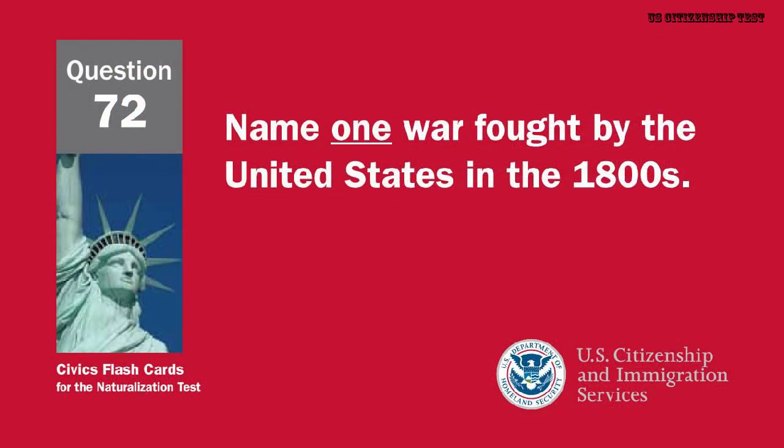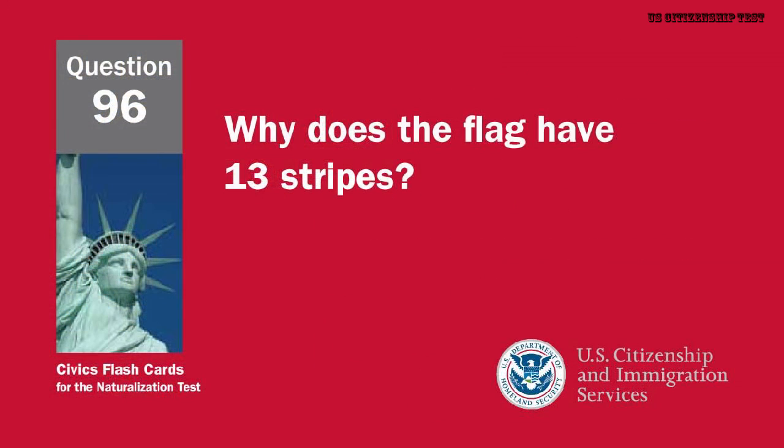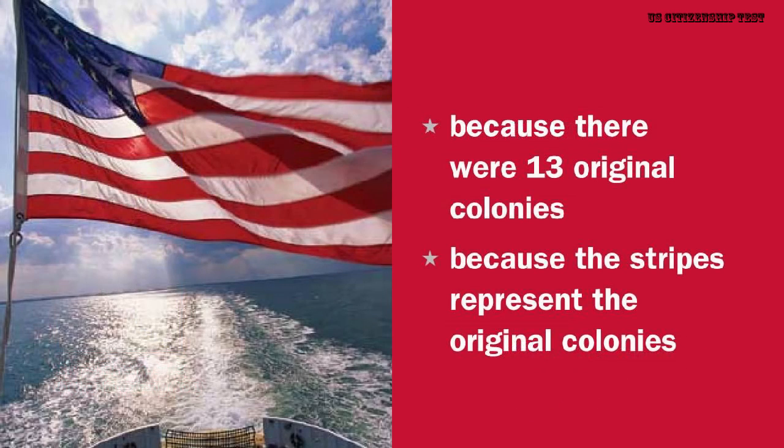Name one war fought by the United States in the 1800s. War of 1812. Mexican-American War. Civil War. Spanish-American War. Why does the flag have 13 stripes? Because there were 13 original colonies. Because the stripes represent the original colonies.